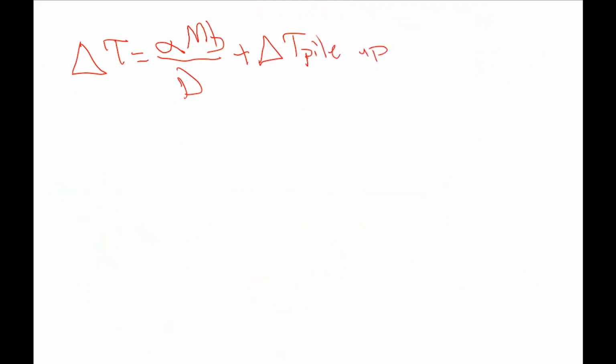So delta tau is basically alpha mu b square root of rho plus the additional stress of pile up. And it is related to 1 over square root of d. So Hall-Petch relationship. Pile up, let's put it this way.